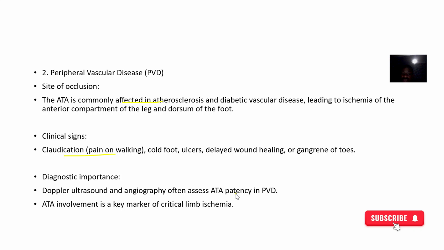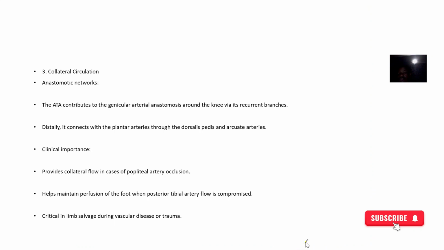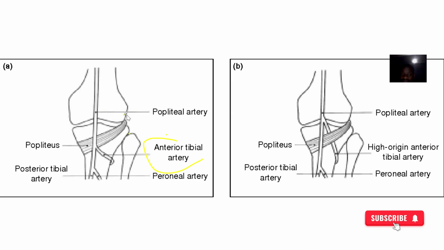So diagnostic importance, you can also use Doppler ultrasound and angiography and all of that. So now it is basically trying to evaluate the peripheral vascular disease. So this is the dorsalis pedis pulse that we're talking about all along. So if you come up here, if you draw it back down to the knee, you find the anterior tibial artery there. So collateral circulation, of course, is a member of this rich blood network around the knee.